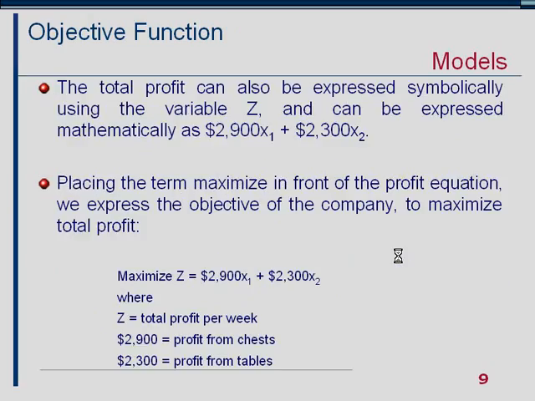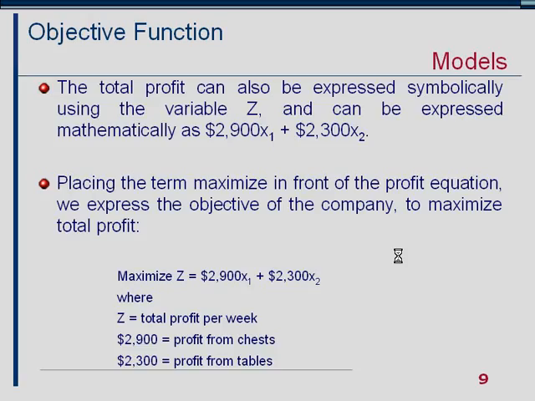The total profit can also be expressed symbolically using the variable Z. We usually specify capital Z as our objective function, and we can express it mathematically as 2,900 x1 plus 2,300 x2. While we don't know what the maximum value of this function is, we do know its value as a function of x1 and x2. If we increase x1 and x2, this value will increase accordingly. Placing the term maximize in front of the profit equation, we express the objective of the company: to maximize total profit.